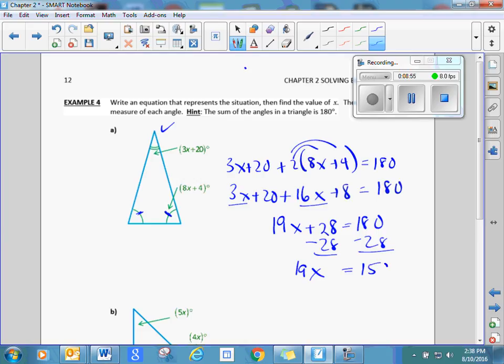19x equals 152. Divide by 19. 19 is a prime number, but 152 is a multiple of 19. So don't assume just because you've got a prime number on the bottom that this can't be simplified further. So x is equal to 8.